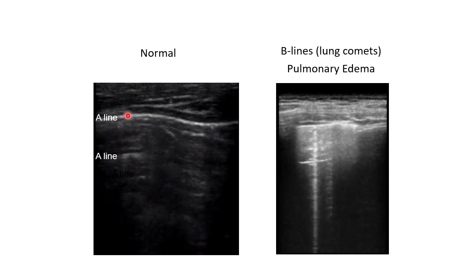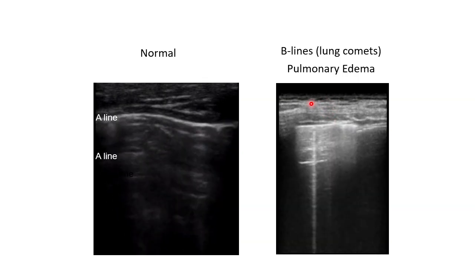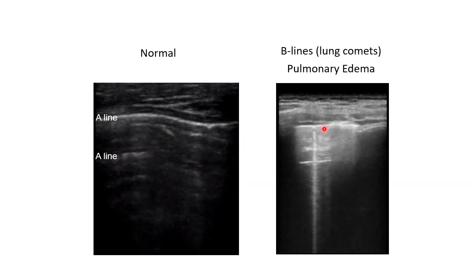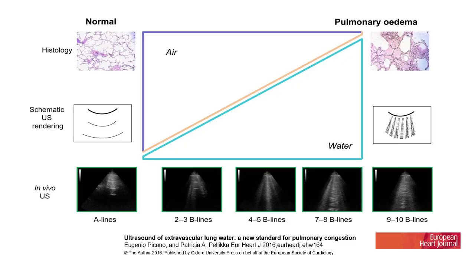Here's the A lines again. And here's a patient with acute pulmonary edema. So there's fluid within the lungs here, producing more prominent B lines. I don't want to get into the details of how many B lines mean what, but generally, normal lung tissue, no B lines. As you develop more and more pulmonary edema, the B lines become more prominent.